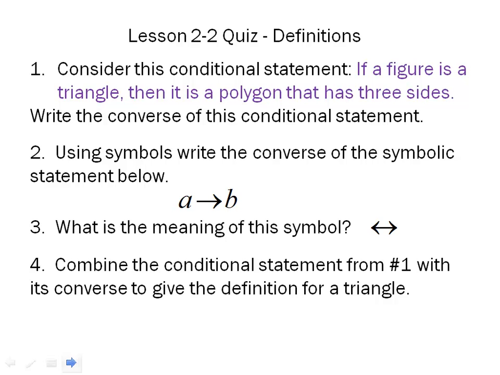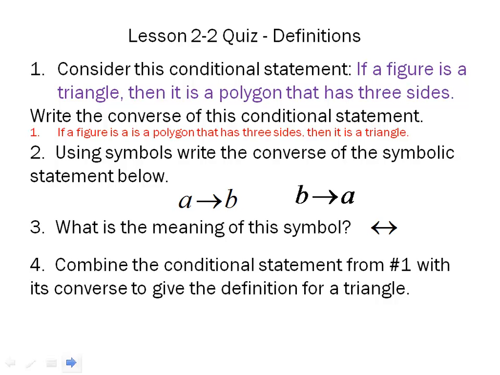Now, what should you know from this particular lesson? These are the main points that you should get out of this lesson. Number one, consider this conditional statement. If a figure is a triangle, then it is a polygon that has three sides. Write the converse. If a figure is a polygon that has three sides, then it is a triangle. Using symbols, write the converse of the symbolic statement below. If A, then B. Converse means that A and B switch places. So if B, then A.